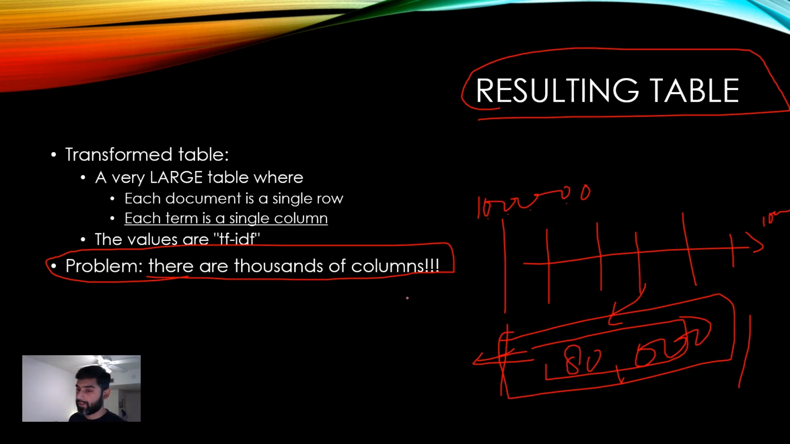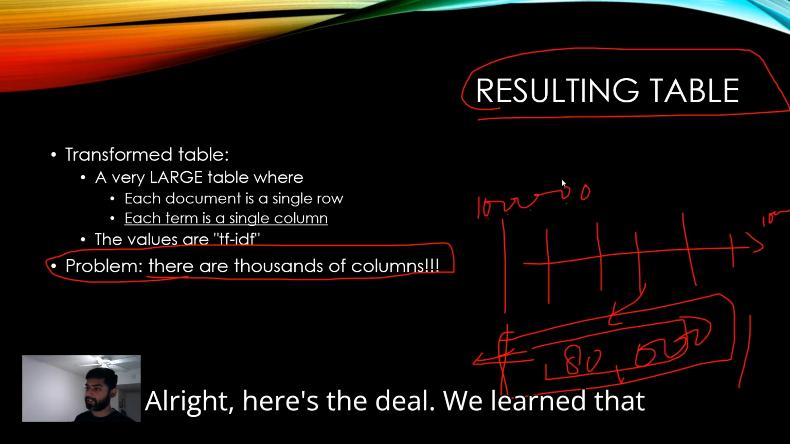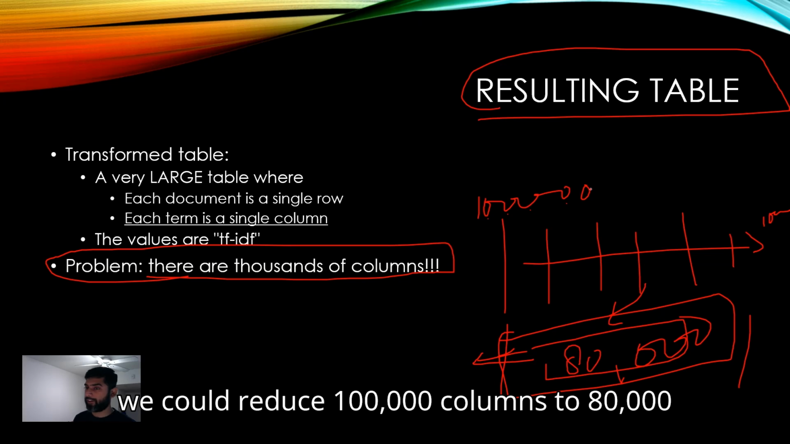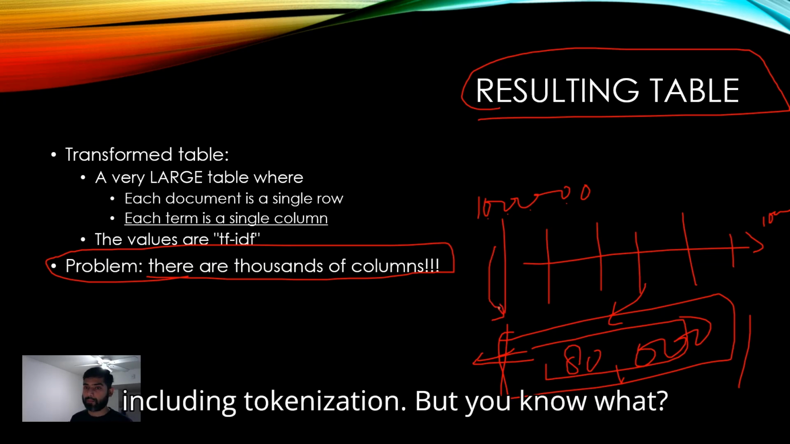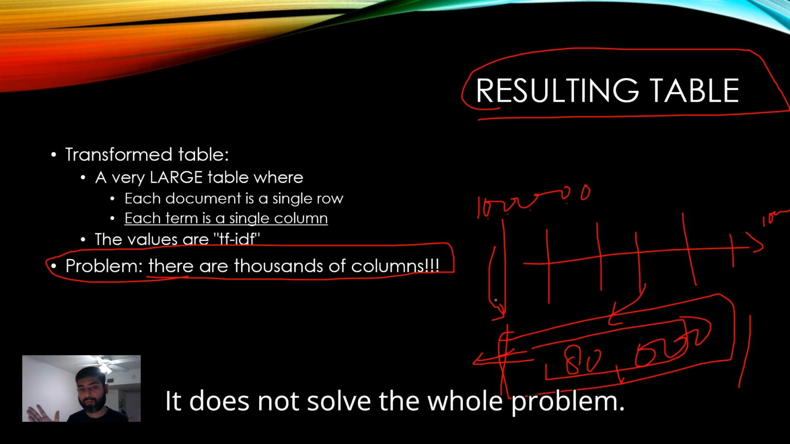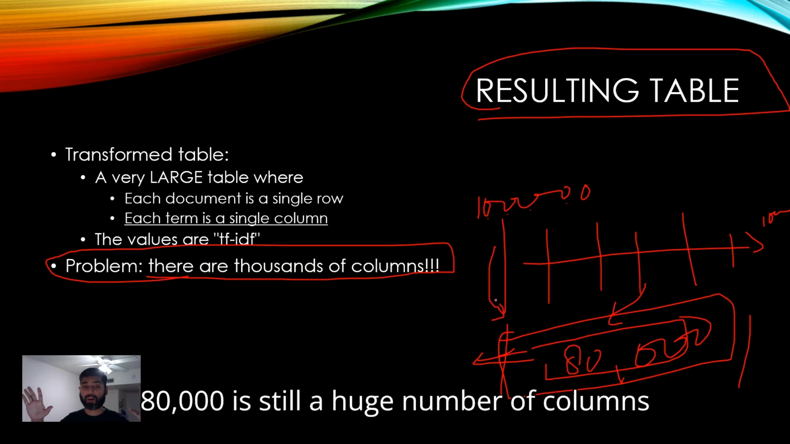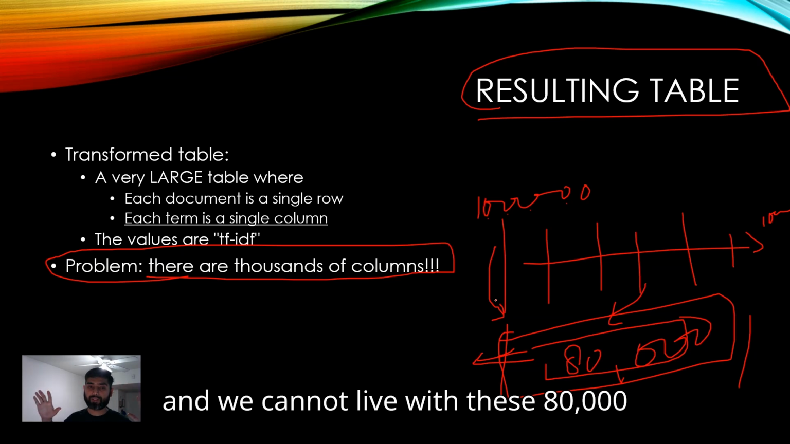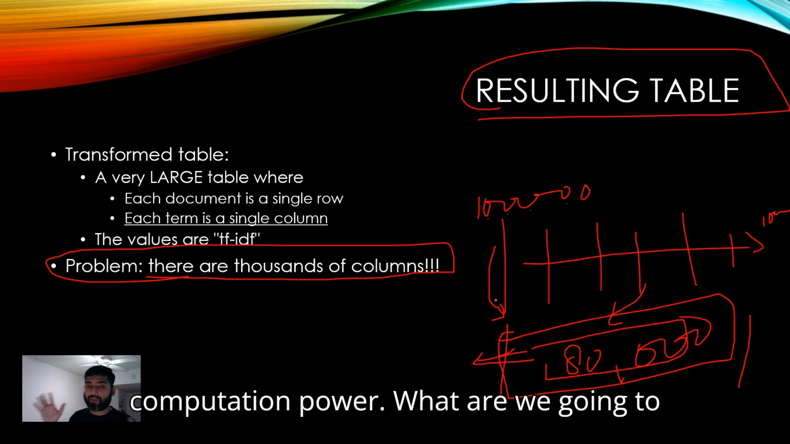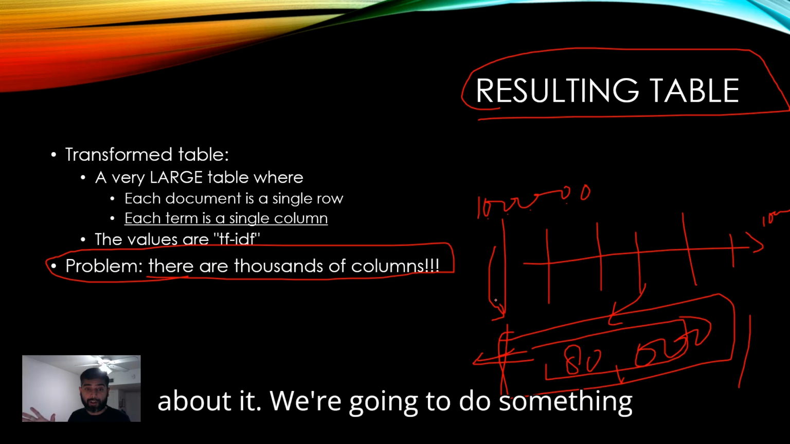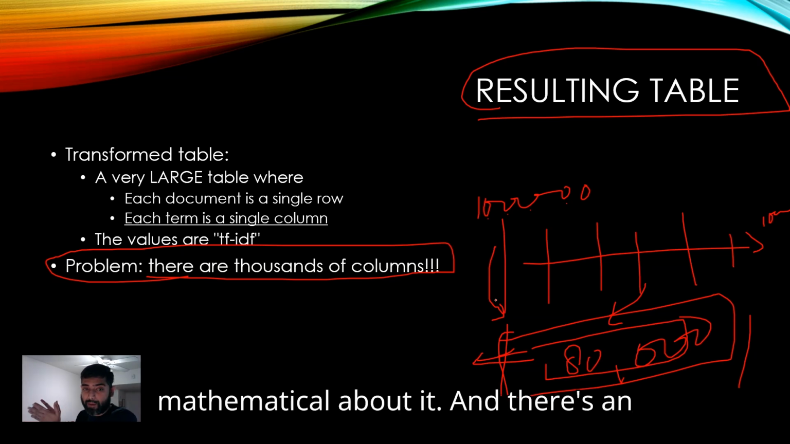What do I do? All right, here's the deal. We learned that we could reduce 100,000 columns to 80,000 columns by using these techniques, including tokenization. But you know what? It does not solve the whole problem. 80,000 is still a huge number of columns, and we cannot live with these 80,000 columns because we have very limited computation power. What are we going to do about it? We've got to do something about it. We're going to do something mathematical about it.